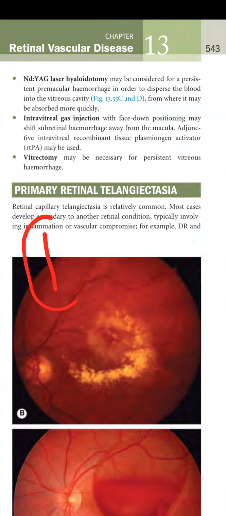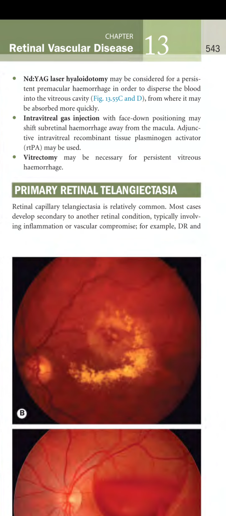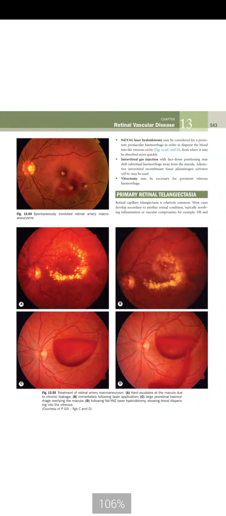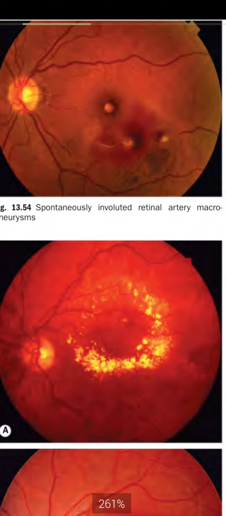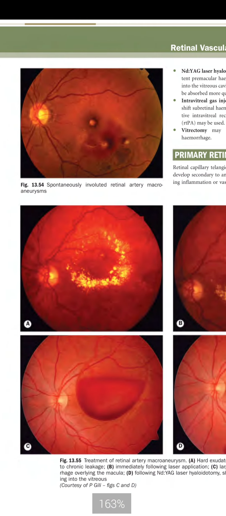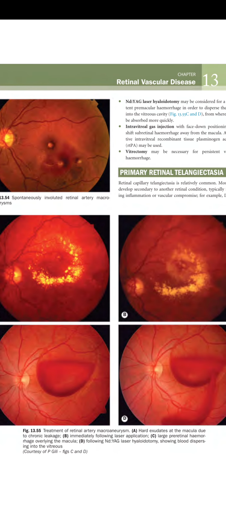So one can use intravitreal gas injection and ask the patient to stay face down, because the bubble will attach to the retina and cause the subretinal hemorrhage to shift away from the macula. Vitrectomy may be necessary for a persistent vitreous hemorrhage. So this is a spontaneously involuted retinal artery macroaneurysm.